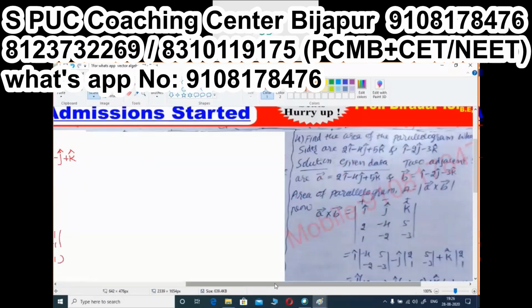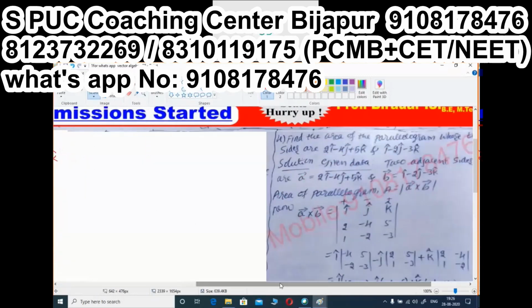Yes, mention first the given data as two adjacent sides of a parallelogram. They are a vector and b vector. So let us take the solution concerned to this. First of all, you have to write the given data clearly concerned to the two adjacent sides of a parallelogram.